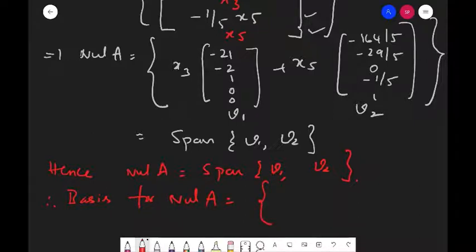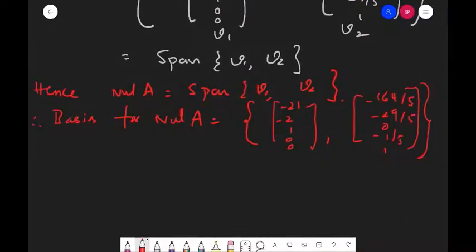What are the v1, v2 vectors I have? v1 is minus 21, minus 2, 1, 0, 0, and v2 is minus 164 by 5, minus 29 by 5, 0, minus 1 by 5, and then 1.